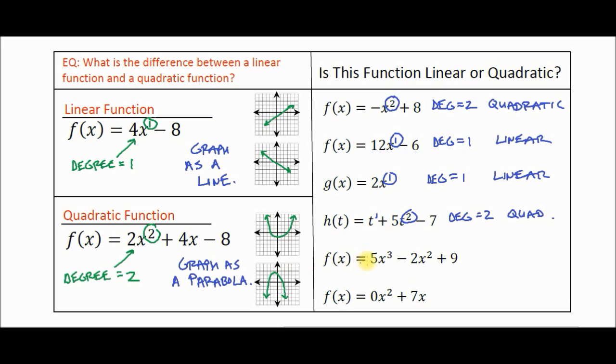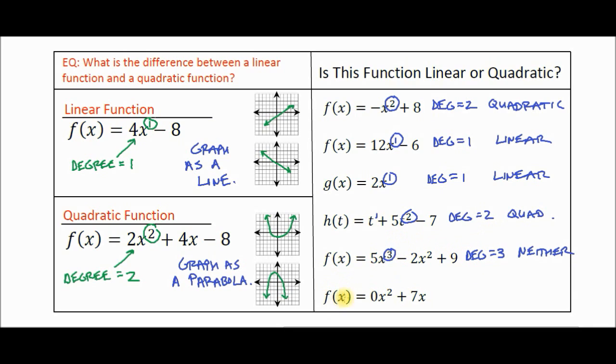Next one, f of x is equal to 5x cubed minus 2x squared plus 9. Notice the largest exponent is 3. And that means, class, this has a degree of 3, or degree equal to 3. It is not linear, and it's also not quadratic. So we're going to say in this case, this is neither one. This is something you'll actually probably explore in Integrated Math 3.